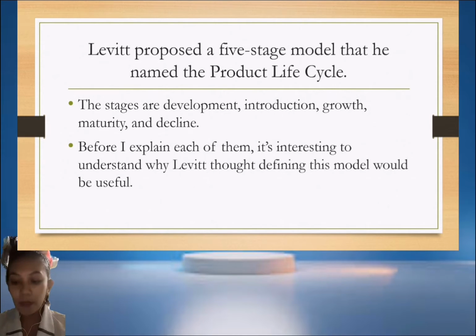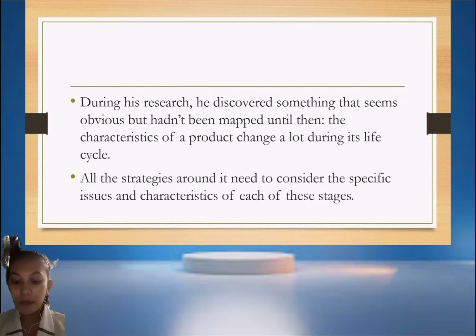Before I explain each of them, it's interesting to understand why Levitt thought defining this model would be useful. During his research, he discovered something that seems obvious but hadn't been mapped until then. The characteristics of a product change a lot during its life cycle. All the strategies around it need to consider the specific issues and characteristics of each of these stages.